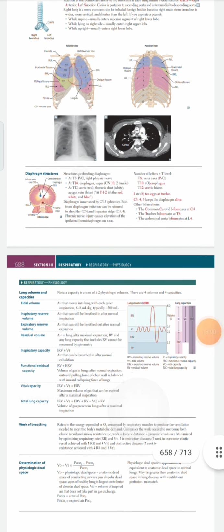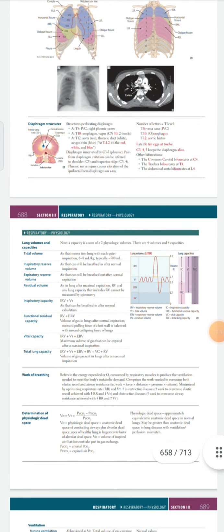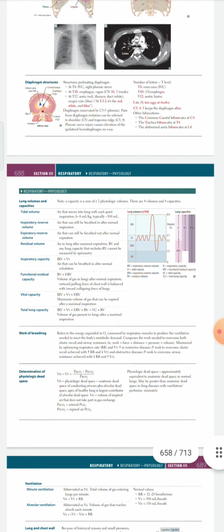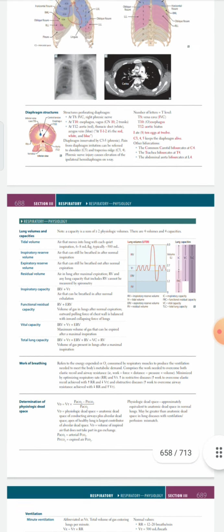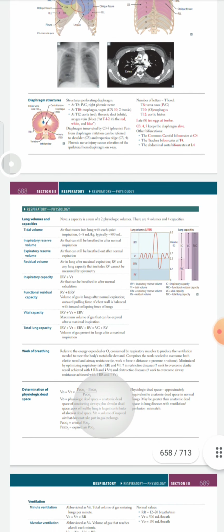Let us discuss briefly the diaphragm. The structures perforating the diaphragm: at T8, the inferior vena cava and right phrenic nerve pass through the diaphragm; at T10, the esophagus and vagus nerve pass through; and at the 12th thoracic vertebra, the aorta, thoracic duct, and azygos vein pass through the diaphragm.